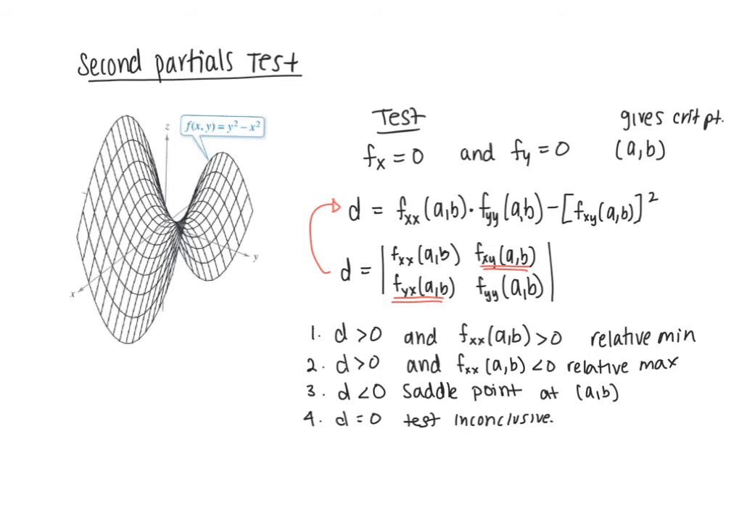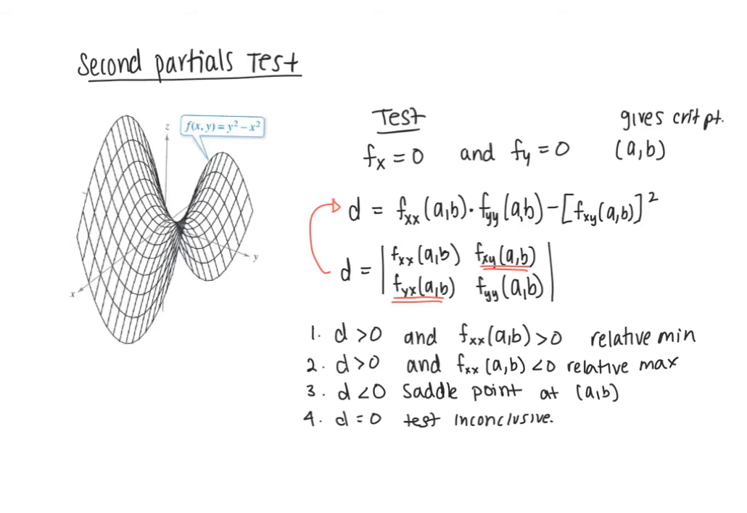So we've got 4 different ways that D could turn out. D could be positive, and the second partial of x is positive. That means you've got a relative minimum. You could have D positive and the second partial of x less than 0, and that means you have a relative maximum. And then if D is less than 0, then you have a saddle point. If D equals 0, then it's an inconclusive test.